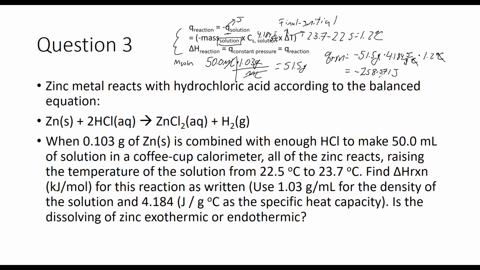What this means is that when we reacted 0.103 grams of zinc with hydrochloric acid, it released 258 joules of energy in the form of heat. That's why our solution warmed up. Since we're releasing heat, this is exothermic.